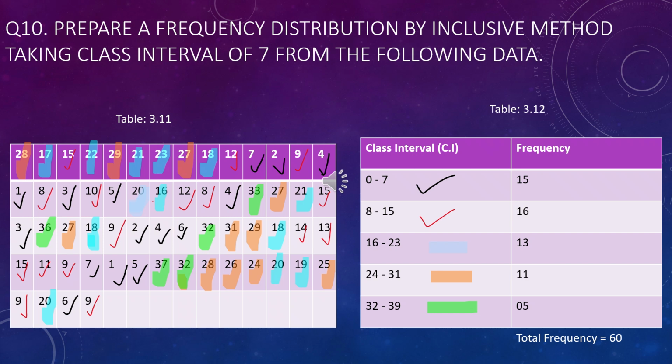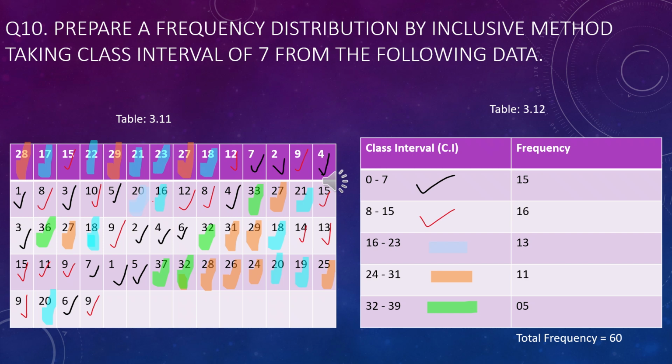Now we come to question number 10, which is: prepare a frequency distribution by inclusive method taking class interval of 7 from the following data. So first we will understand what an inclusive method is. Inclusive methods are those where the upper class limit and the lower class limit of the first and the second class are not equal.